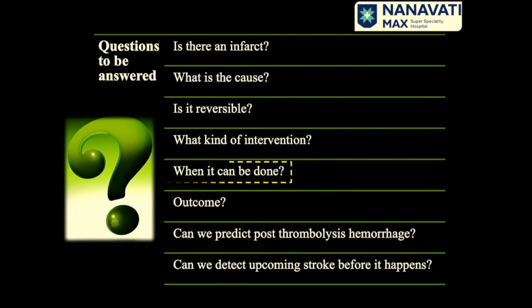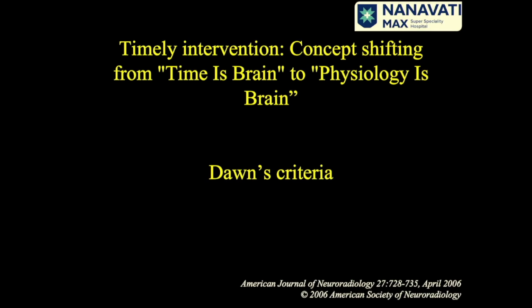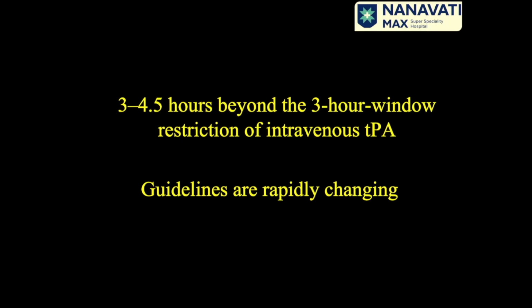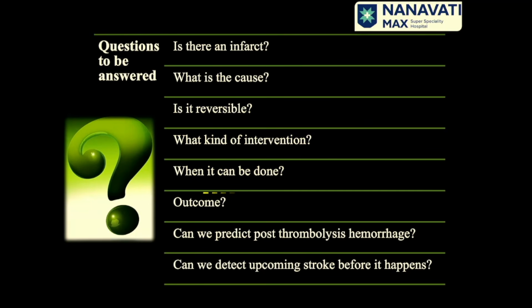The fifth question that we need to answer is when it can be done. I talked about it. The DAWN criteria is what is followed, and they publish this virtually every year or every 2 years as to what can be done. Currently, as I said, 3 hours has been extended to 4.5 hours for intravenous therapy, and in the posterior fossa, people are now trying to go beyond 24 hours as well.